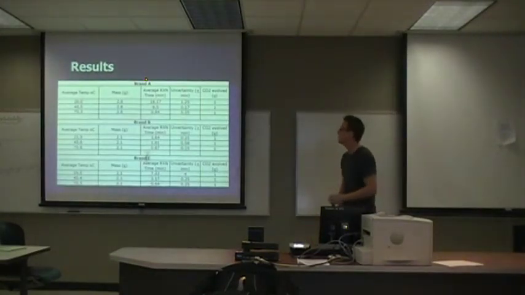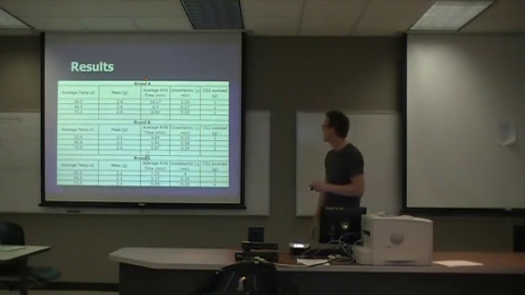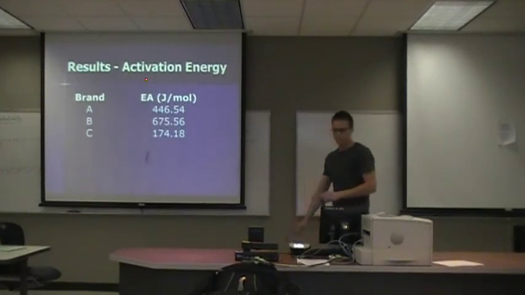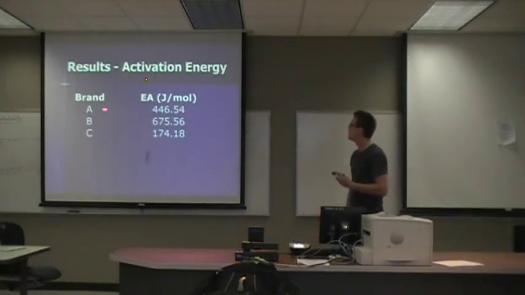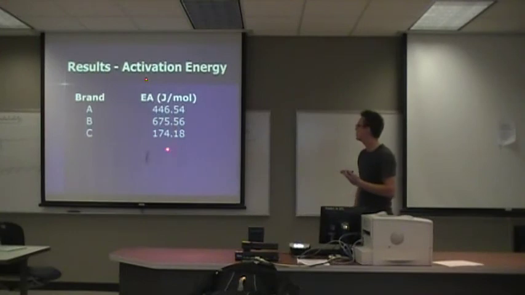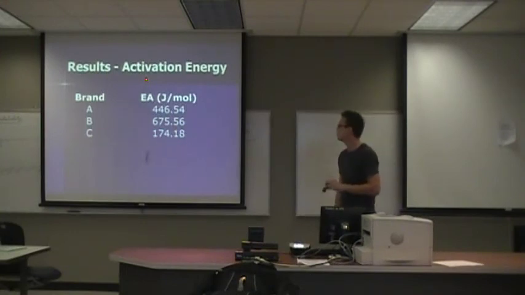And some of the results that we had, obviously for all of them, as the temperature increases, the rate increases, or the time that it takes to react decreases, so the rate increases. That's pretty much what we have for results. In terms of the activation energy, brand A had an activation energy of 446.54 joules per mole. Brand B was 676, and brand C was 174.